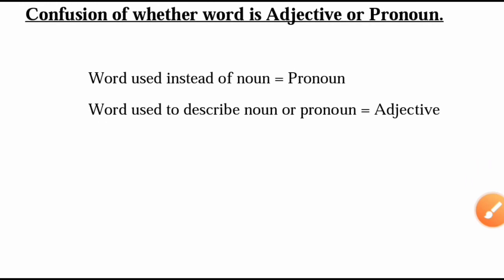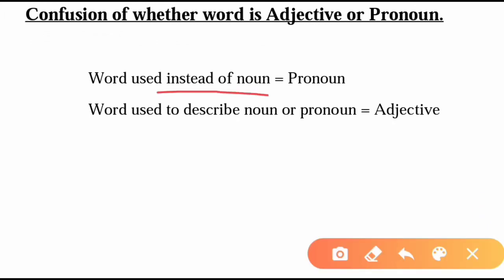So now let's talk about the confusion, and how we can identify whether it is an adjective or pronoun, because we have studied the interrogative adjective as well as the interrogative pronoun, and the possessive adjective as well as the possessive pronoun. So what is the difference between these, and how can we identify it? When you are using a word instead of a noun, you call it a pronoun. When you are using a word to describe a noun or pronoun, giving additional information about a noun and pronoun, you can say it is an adjective. Those words that you use instead of a noun are called pronouns.